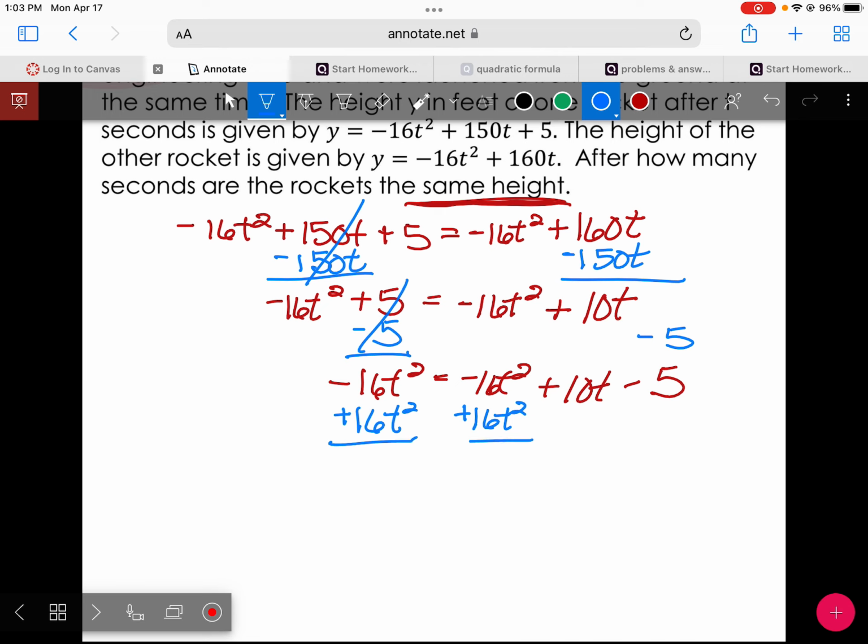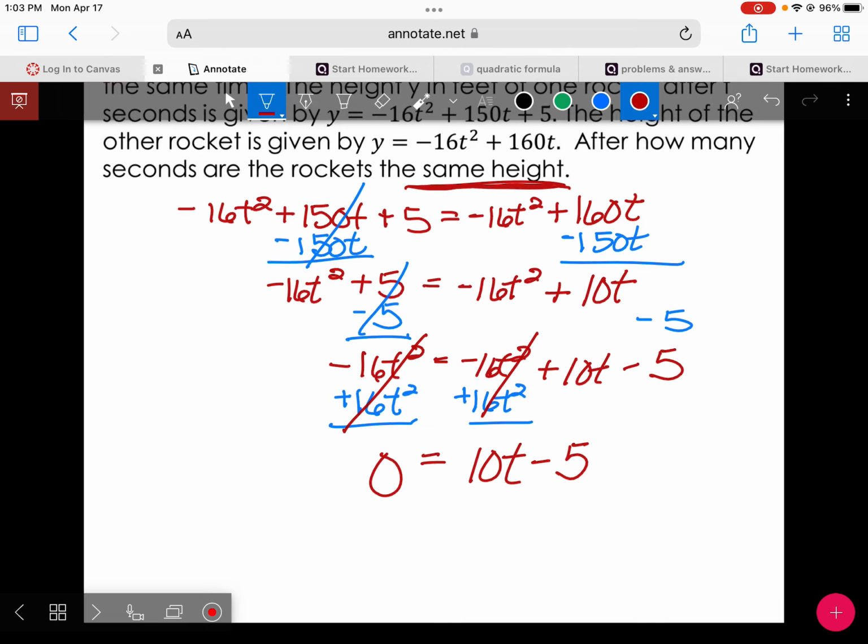And what happens? We get 0 equals, oh my gosh, that totally cancels out the square. Is that okay? Yeah, that makes it easier for us to factor, right? So we're left with 10t minus 5. We're solving for t. Now what? This is basically a one-step equation.